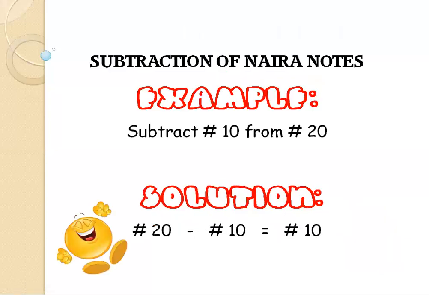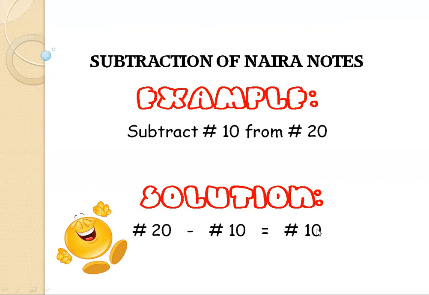Now for subtraction of Naira notes. Subtract 10 Naira from 20 Naira. Remember we say subtract means take away. Take away 10 Naira from 20 Naira. And that is 20 Naira minus 10 Naira. So I'll just say my 2 minus 1. If I remove 1 from 2, what do I have left? 1, isn't it?